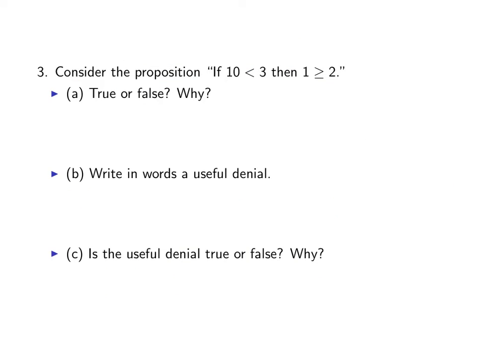So at first glance, this statement looks really weird, right? You have two totally false statements, 10 less than 3, 1 bigger than or equal to 2. Everyone knows those are both false. How does this proposition make sense? Well, the only way that it makes sense is in that way that I said on the last slide, which was that an implication is true unless the premise is true and the conclusion is false. In this case, the premise is not true, and so the implication itself has to be true.